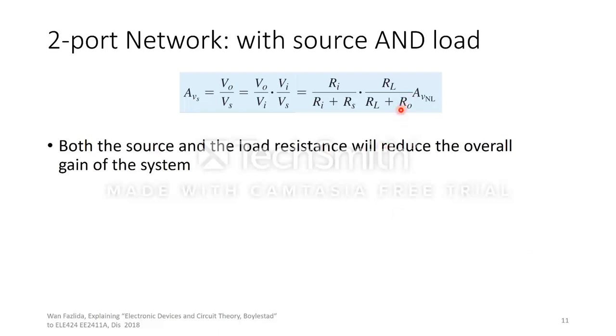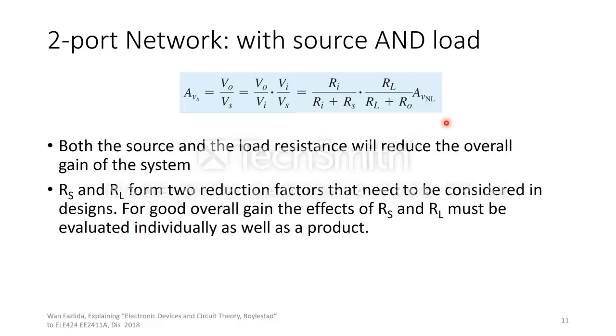What this equation is saying is that both the source and the load resistance will reduce the overall gain of the system even further. RS and RL form two reduction factors. Each is a reduction factor because the denominator is larger than the numerator, and this needs to be considered in designs.